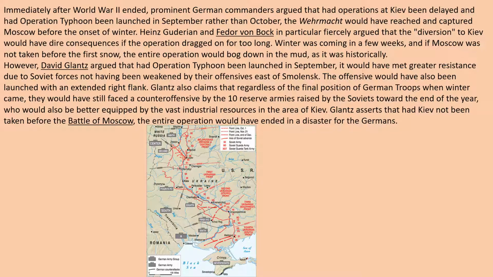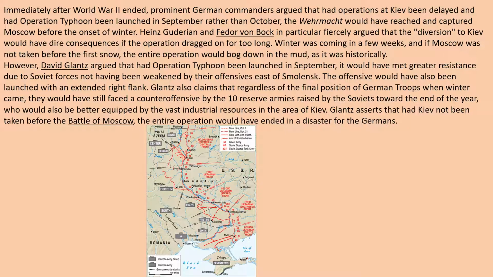However, David Glantz, a historian, argued that had Operation Typhoon been launched in September, it would have met greater resistance due to Soviet forces not having been weakened by their offensives east of Smolensk. And that's again talking about Kiev and the massive Soviet troop movements in Kiev and what they were able to possibly do to hinder the German offensive. The offensive would have also been launched with an extended right flank.